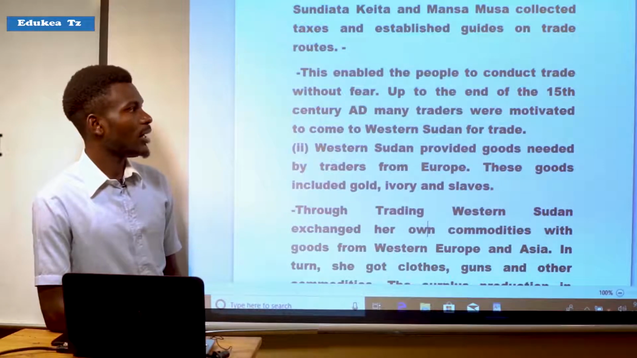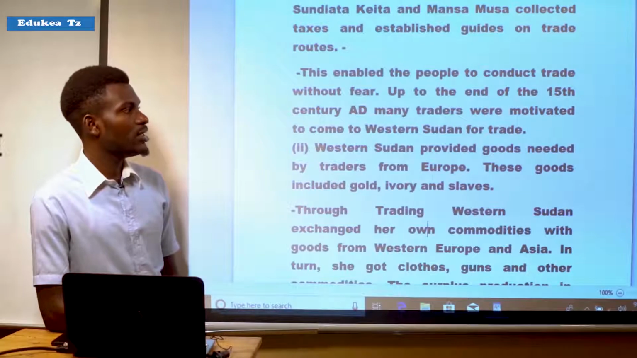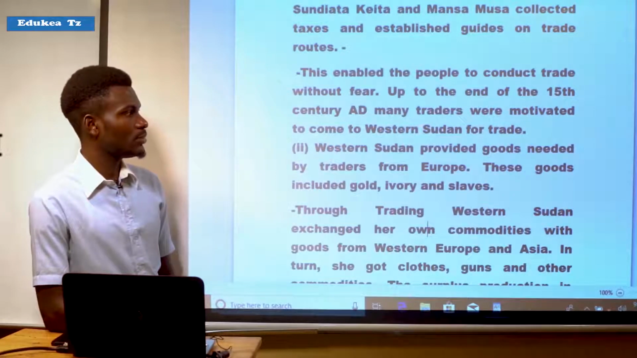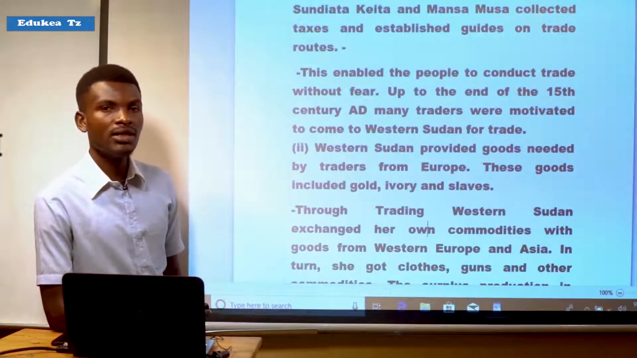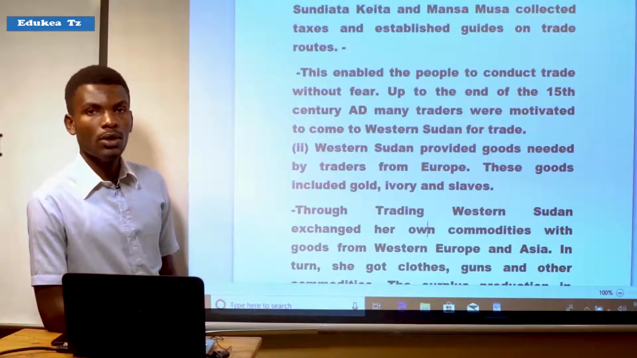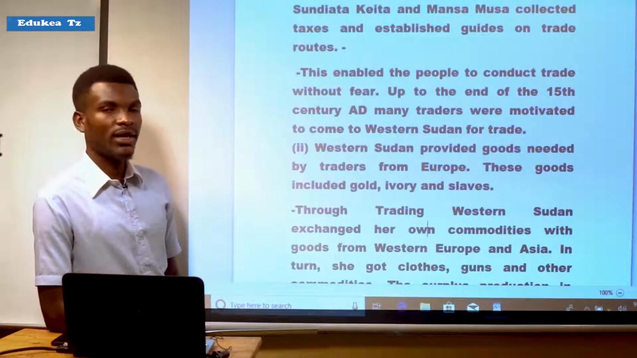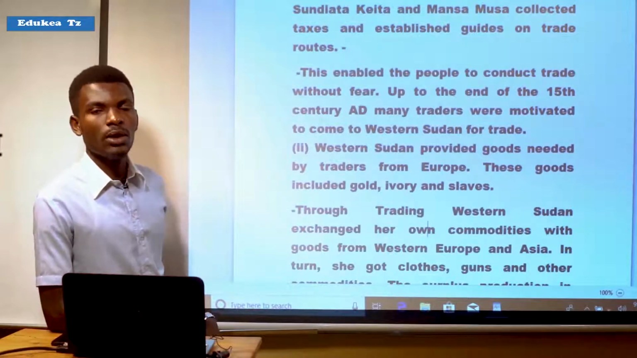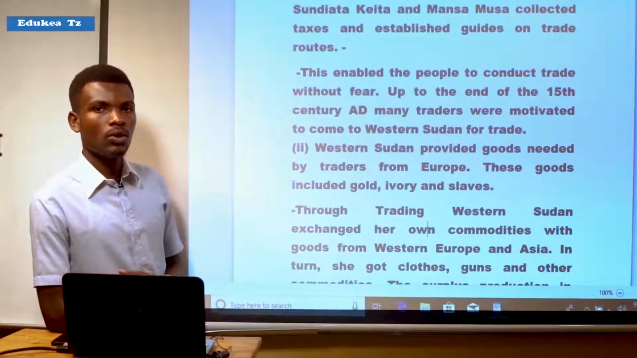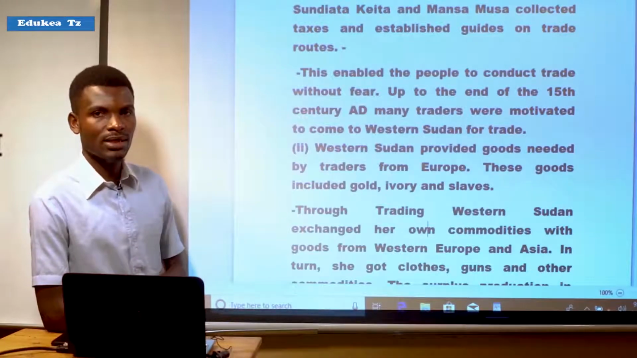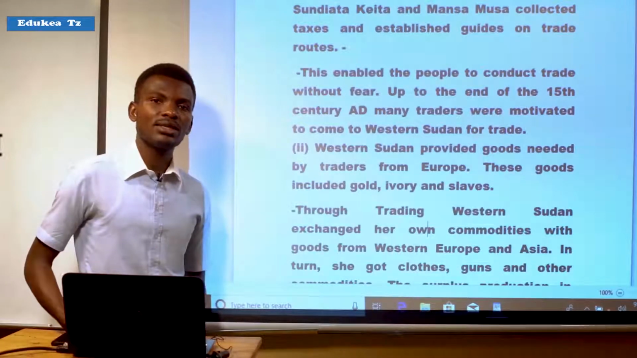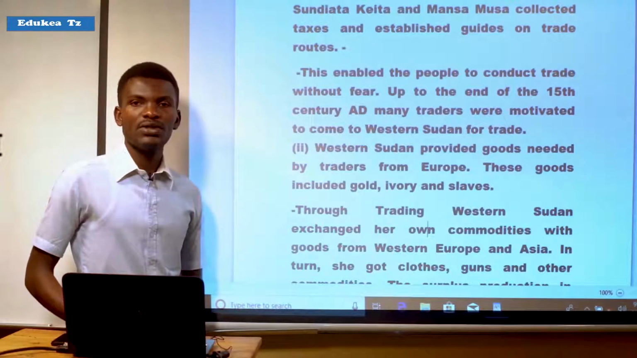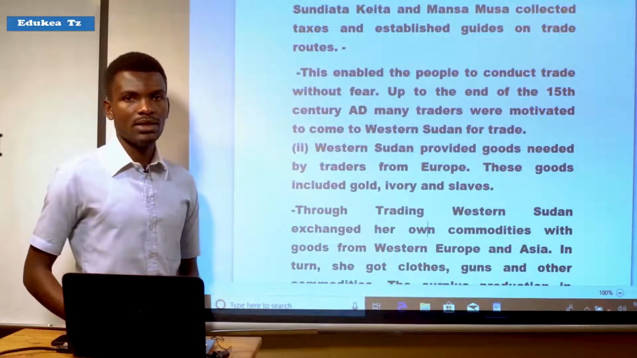Up to the end of the 15th century AD, many traders were motivated to come to Western Sudan for trade. It means that up to the end of the 15th century, many people were attracted to come to Western Sudan for trading activities because there was stability, and the condition of that region was suitable for trading activities. That's why people conducted their trading activities without fear, because of the stability and security of the region.